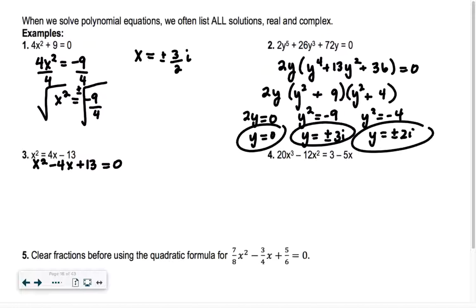So what do we do? Quadratic formula. So x equals negative b plus or minus the square root of b squared minus 4ac all over 2a. So we have 16 minus 4 times 1 times 13 under the square root.